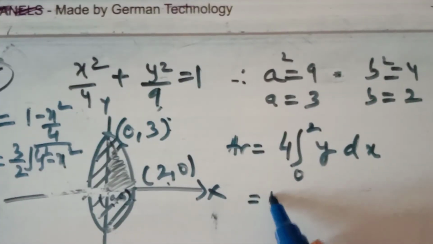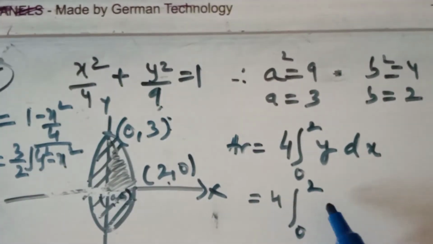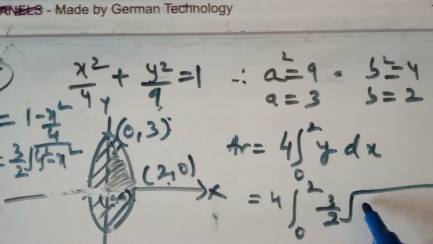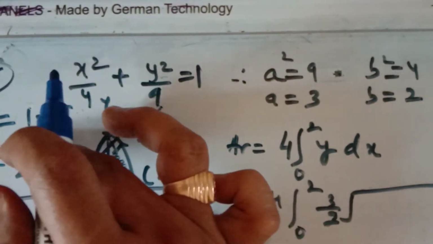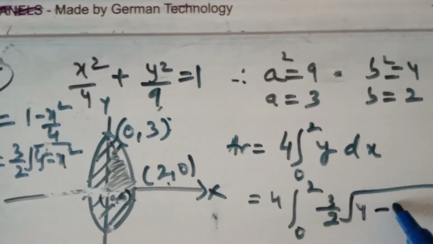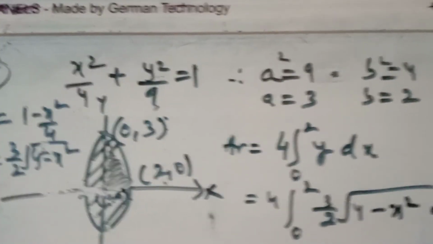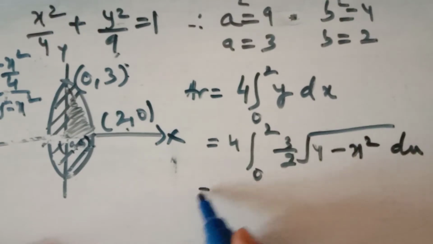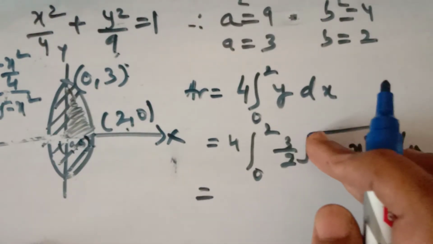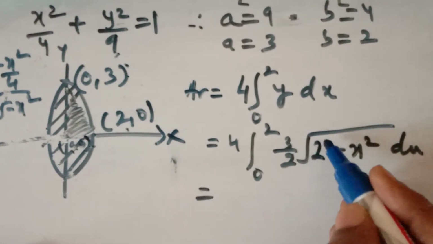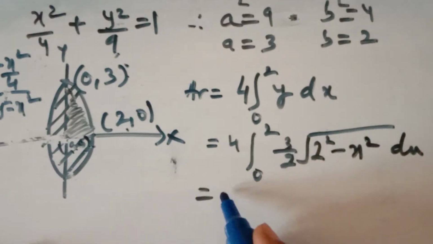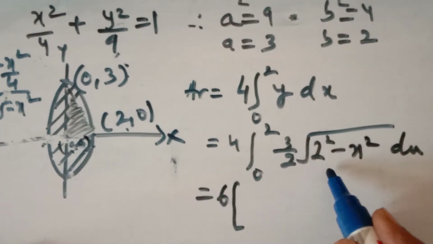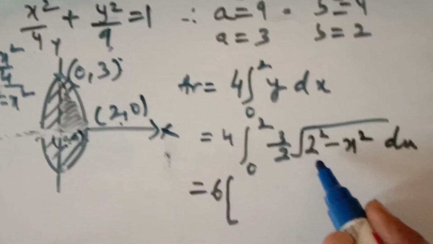So again put the value of y, it will be 0 to 2, and the value of y is 3 upon 2 under root, it will be 4, not 4 square, it will be 4 minus x square, which is again a special integral for under root a square minus x square. For 4 you can write 2 square.